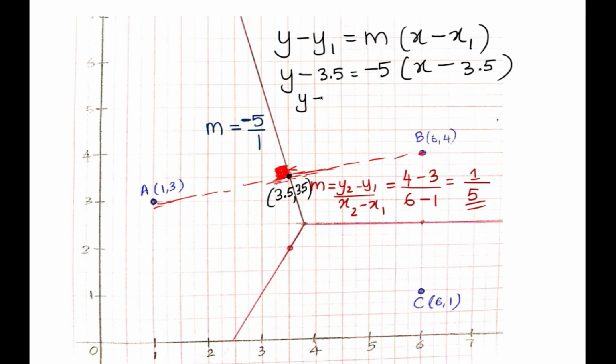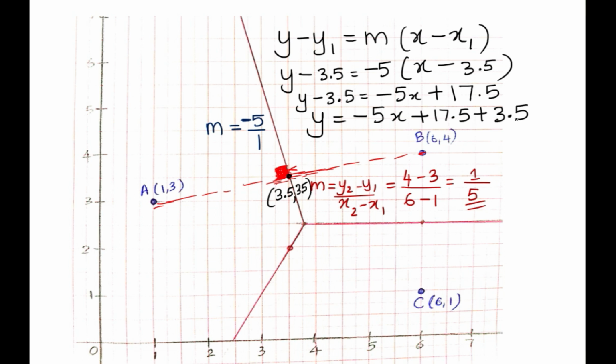I have y minus 3.5 is equal to minus 5x plus 17.5. I'll be shifting this negative 3.5 to the other side, so y is equal to minus 5x plus 17.5 plus 3.5. So my final answer, which is the equation for this perpendicular bisector, is y equals minus 5x plus 21.